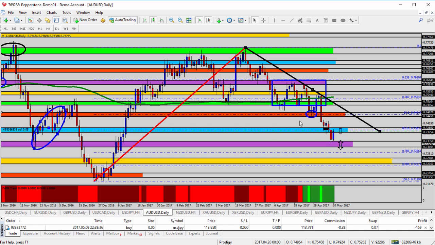As long as it's underneath there, there's potential for it to continue the downtrend, and the risk here is that it breaks back above the blue shaded area.